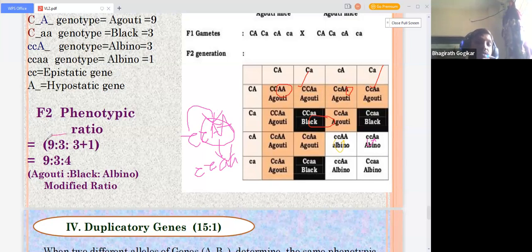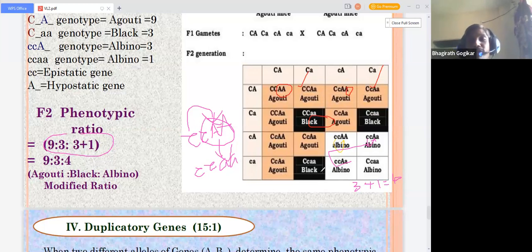So this represents the ratio 9:3:4. Since these three are equal, 3 plus 1 becomes 4. Are you followed? Are you able to understand?